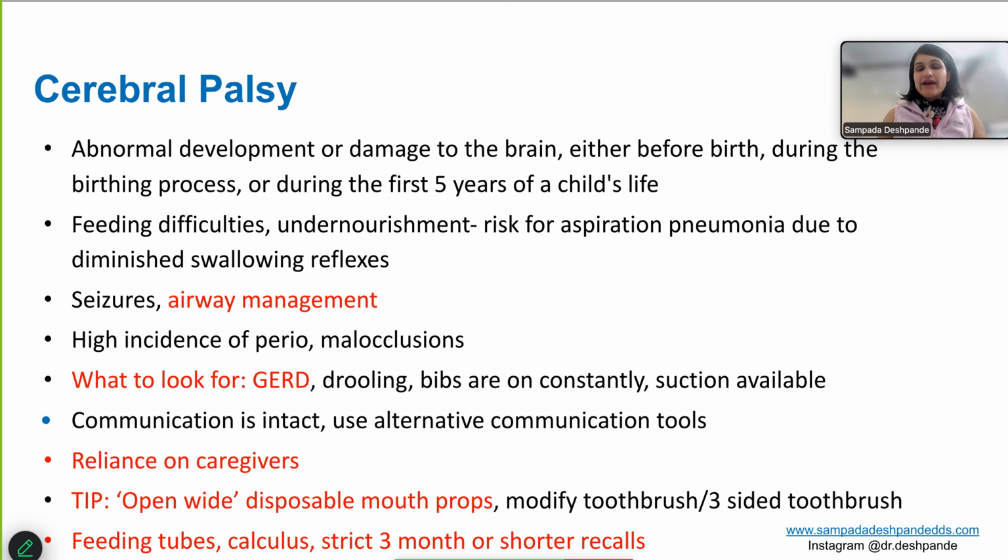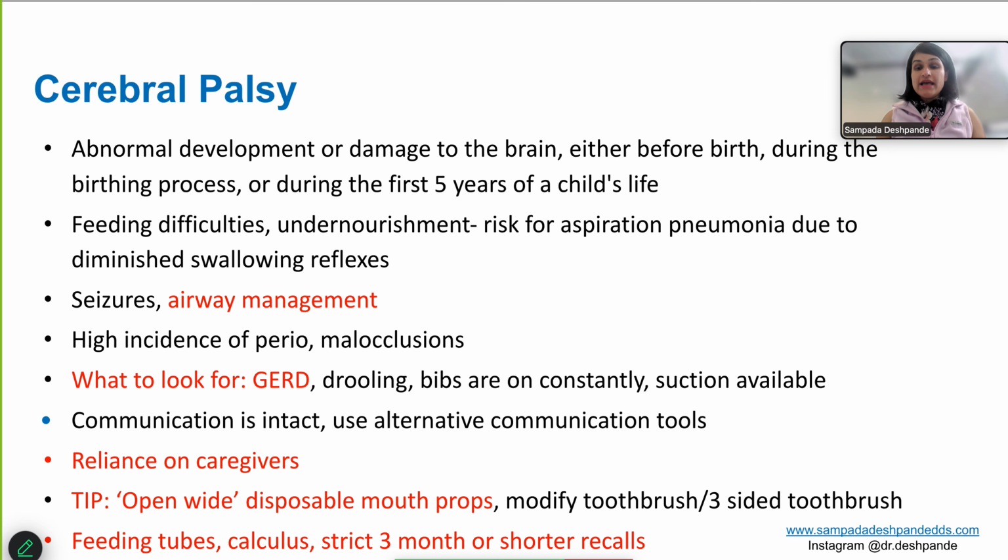Using the open wide disposable mouth prop has been really great because of the motor reflexes in these patients. So I typically have my assistant prop their mouth open with the mouth prop, and I will do my exam or my cleaning or any kind of treatment on the other side, and then we will do a dance and we switch.